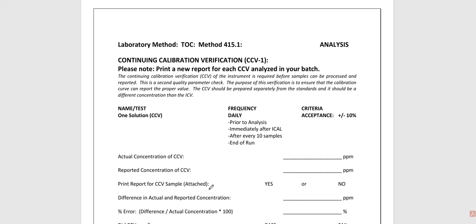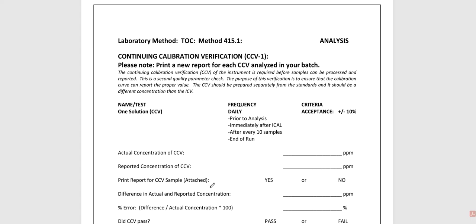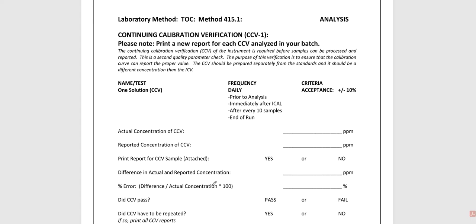Next up is the continuing calibration verification. And notice it says -1. This is the first one that you run. Again, you've calculated the actual concentration. You know what that should be. So this is based on your calculations. What is the reported number? That's on the data report. Again, did you print data off?